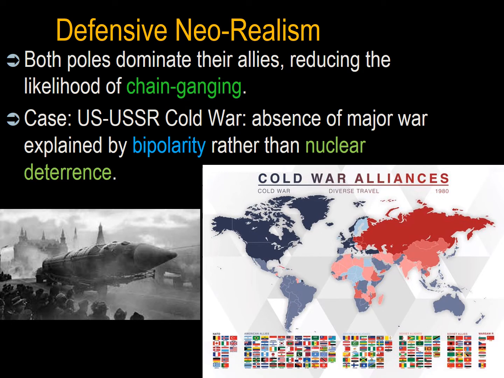Now, for defensive neorealism, in a bipolar environment, each of the poles dominates their allies, and this reduces the likelihood of chain ganging. In the case of the Cold War between the US and the Soviet Union, you had an absence of a major war. You had the US, which dominated its allies, and the Soviet Union, which dominated its allies, and so this discipline reduced errant behavior that would have caused miscalculation.